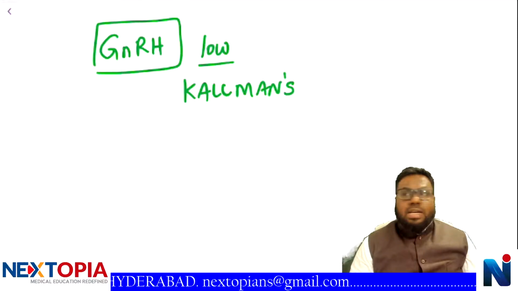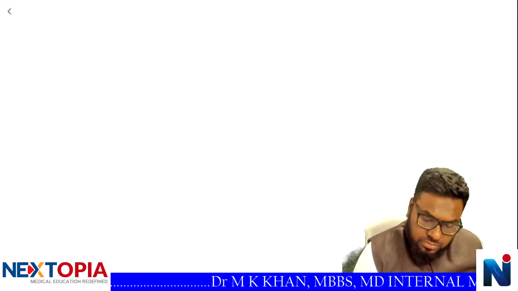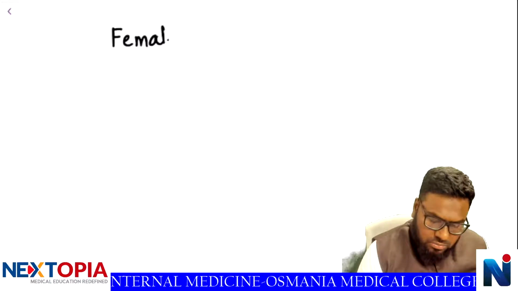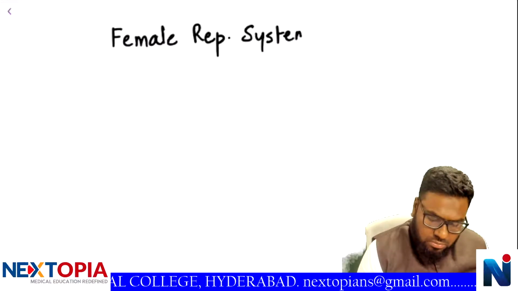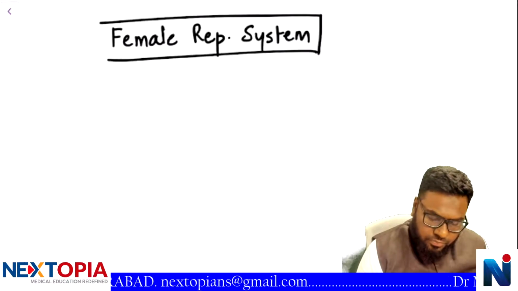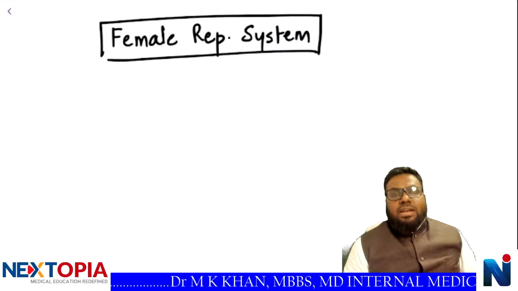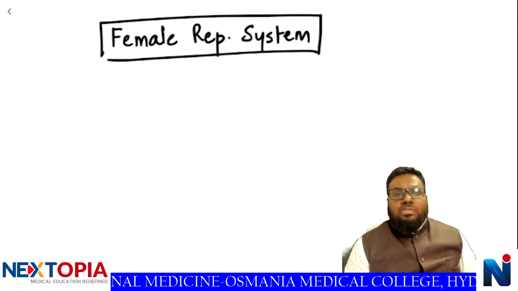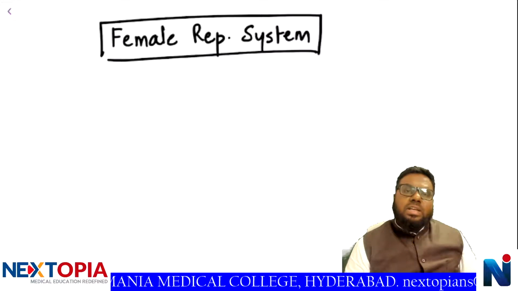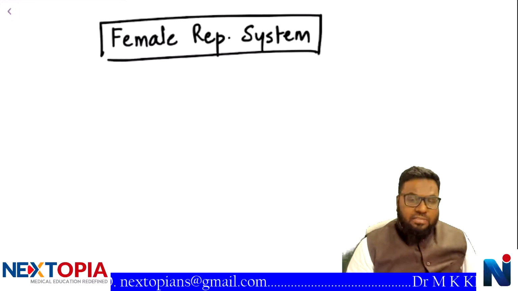Now let us try to interpret and understand the female reproductive system. In the female reproductive system, we'll try to understand the menstrual cycle, and the various types of infertilities that are encountered in a female, and we'll try to understand FSH and LH regulation here. So first we'll start our discussion with FSH and LH regulation.